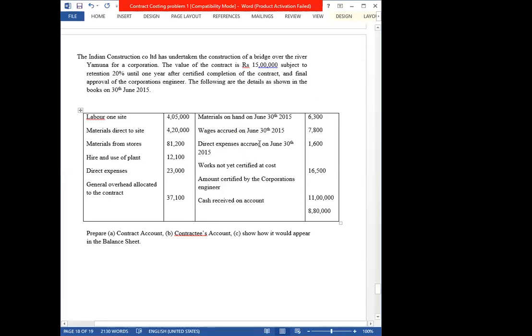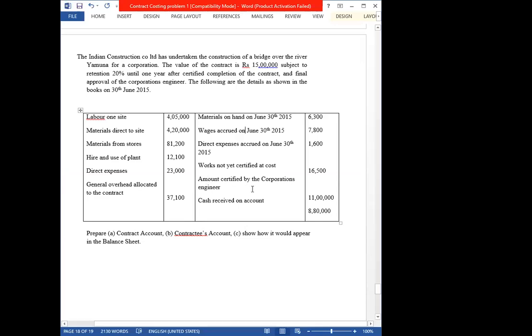Next, direct expenses accrued. This is also outstanding expenses. So this outstanding expenses will come in the contract account debit side as well as it will come in the balance sheet liability side. Next, work not yet certified. This is work not certified, which will come under the category of work in progress, and it will be shown in two places. One in the contract account credit side, another one in the balance sheet asset side.